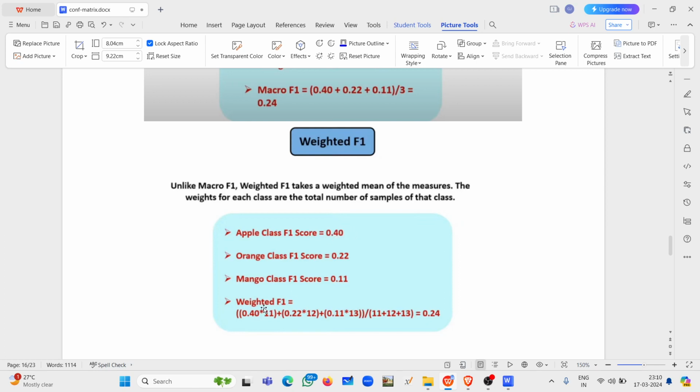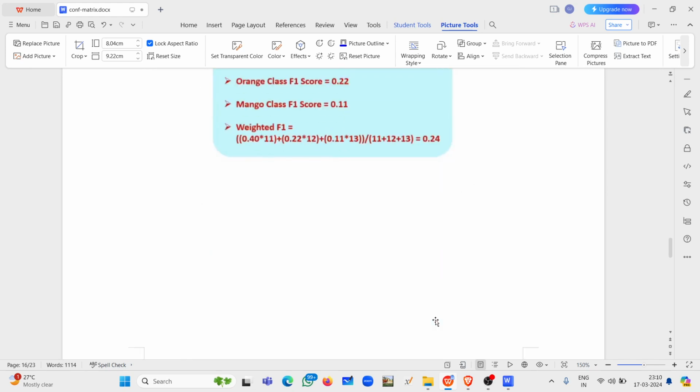So 0.4 into 11, because 11 apples are there, and 0.22 into 12, that is 12 oranges, and 0.11 into 13. This is the numerator, divided by the total number, 11 plus 12 plus 13. So it is coming 0.24. Is it clear? So like this we can calculate the F1 score.